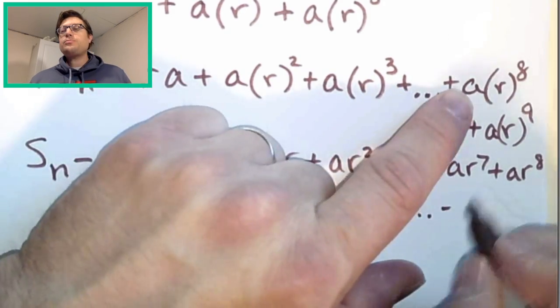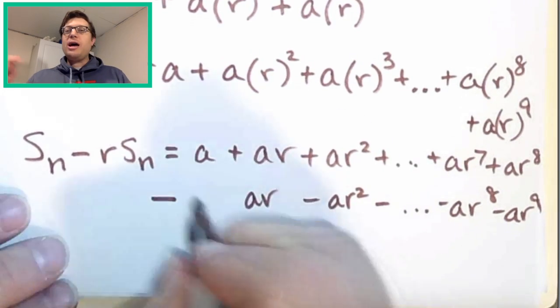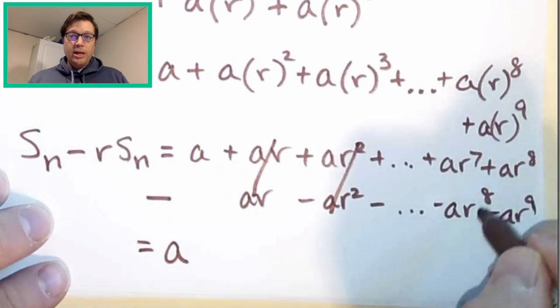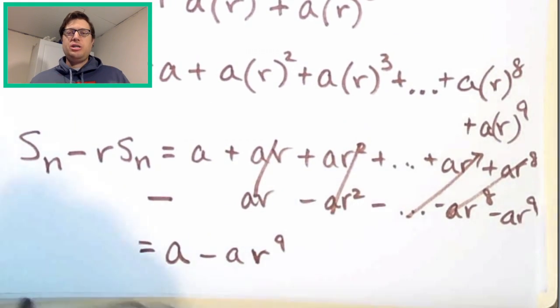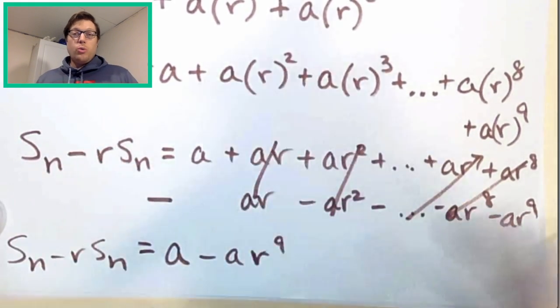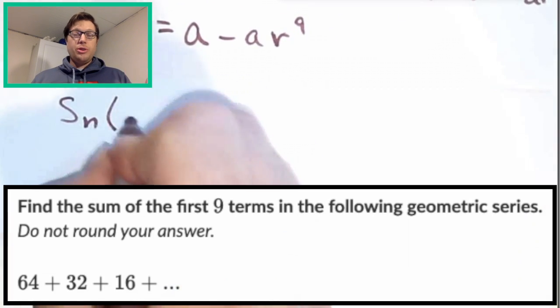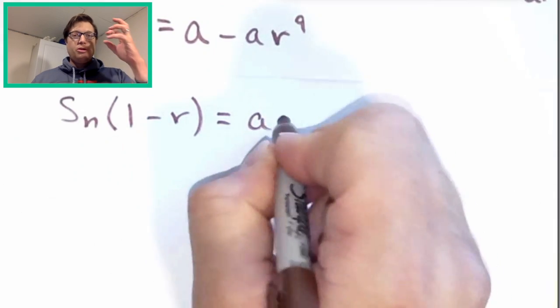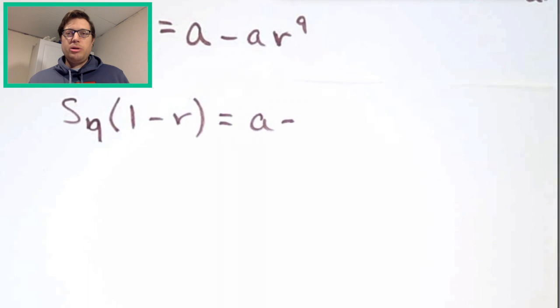Turns out, though, by multiplying by R, you've increased all of the exponents of R up by 1, and then as you subtract, all of those middles cancel out. That's the genius of this problem. So we're no longer looking at A times R and A times R squared and A times R to the third. It all canceled out. We're left with the first number and the last number, which makes this formula super easy.